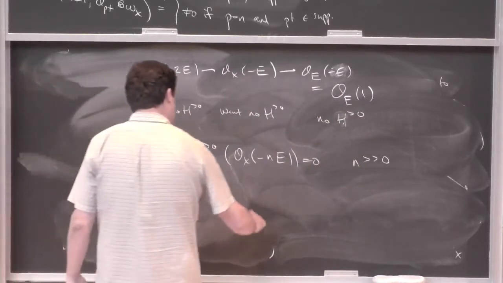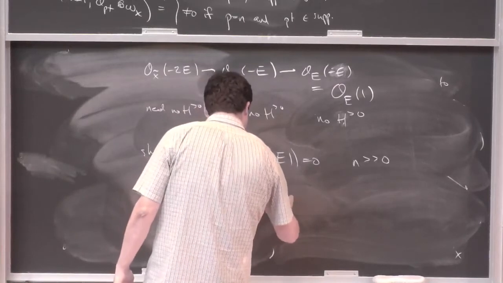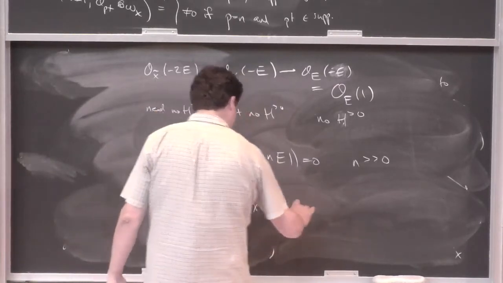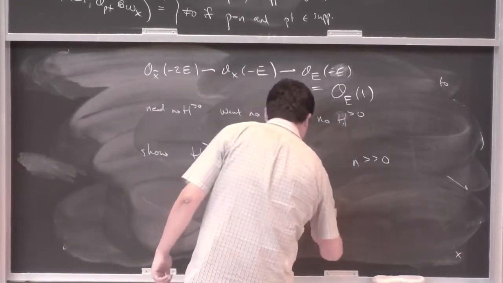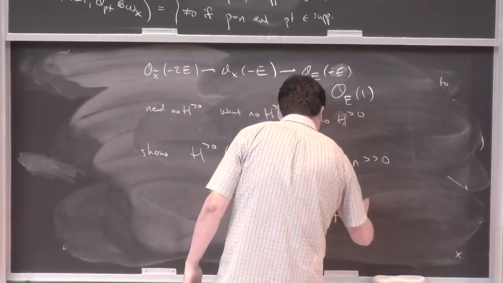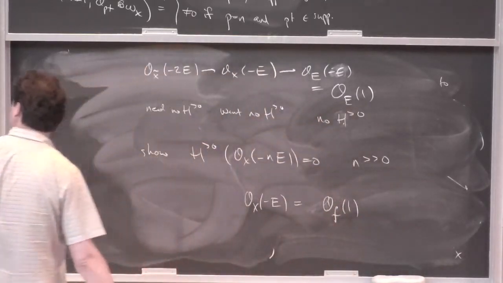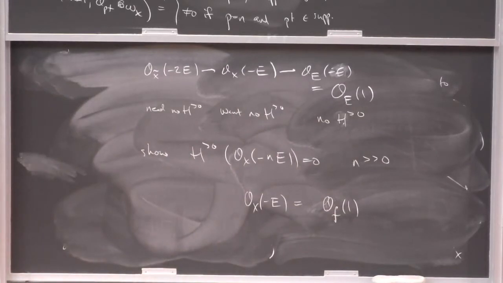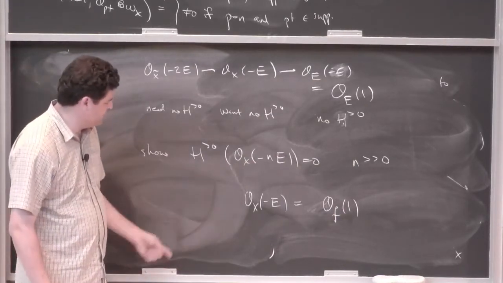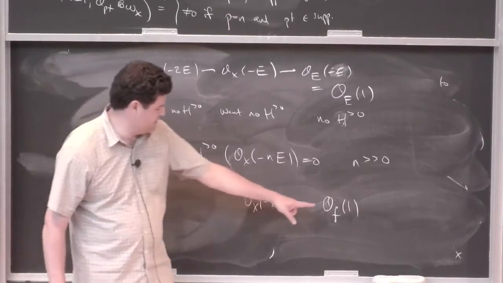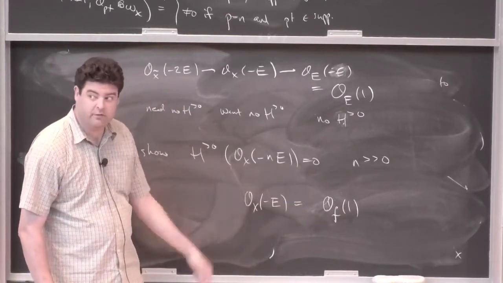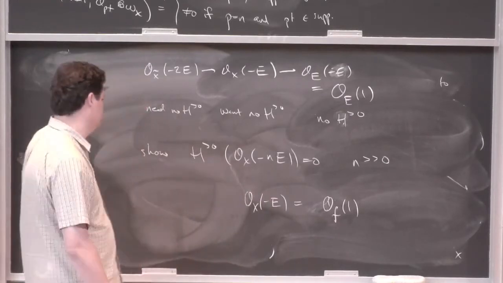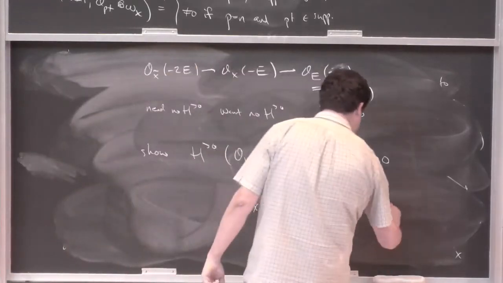But well, O_X of minus E is the relative O of 1 when you construct F as a Proj. And so from the relative version of Serre's vanishing theorem, when you twist this way up, then eventually this will have no higher cohomology. So you're okay.